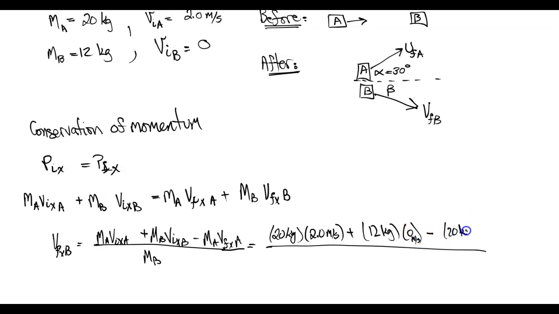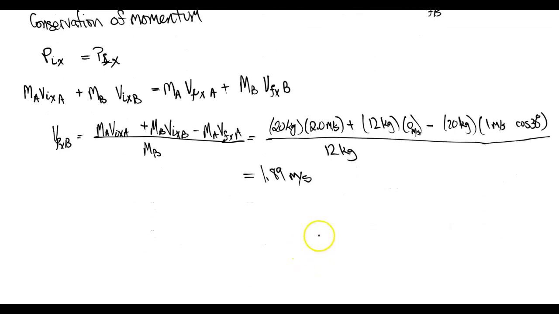mass of A was 20 kilograms, and its velocity we are given is 1 meter per second, but then we have to take into account it's moving in two directions, so that would be a cosine 30 degrees, all over the mass of robot B, which is 12 kilograms, and that gives us 1.89 meters per second for the velocity in the x direction for robot B.